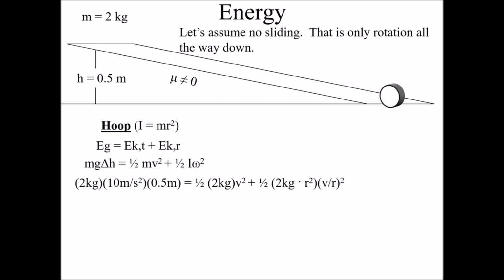And I can go ahead and plug into this. It tells me that the mass is 2 kilograms. So for I, it's going to be mr squared, so 2 kilograms times r squared. Remember that omega is v over r. So I could plug that in as well. The r squareds are going to cancel. And so I can then solve this. And I got a speed of 2.2 meters per second.